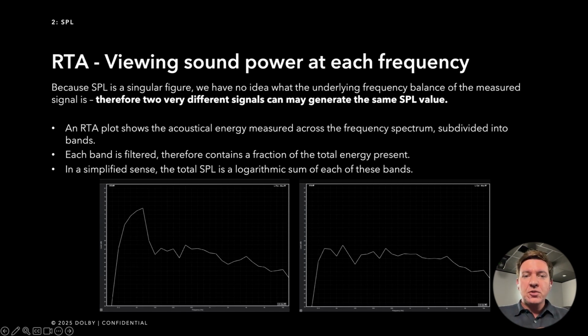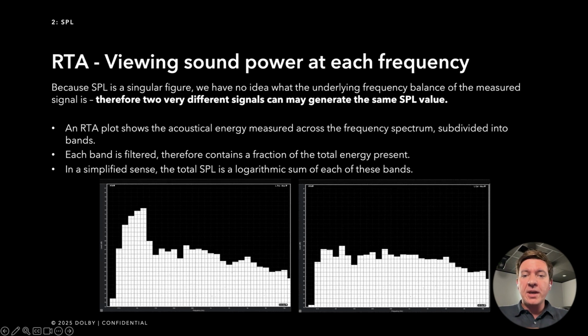If I switch this across to a bar graph, rather than a line graph, it maybe makes it slightly less readable if we're wanting to do EQing from it, but I think it starts making a bit more sense in terms of what we're actually seeing here. You can see that within each bar on the graph there's obviously energy present. Now, in principle, SPL, that final single numerical value, is just a sum of all of the energy that's in each of these individual buckets.